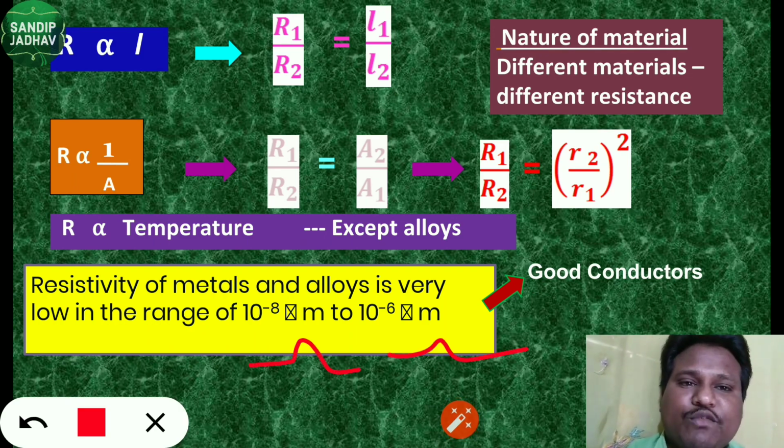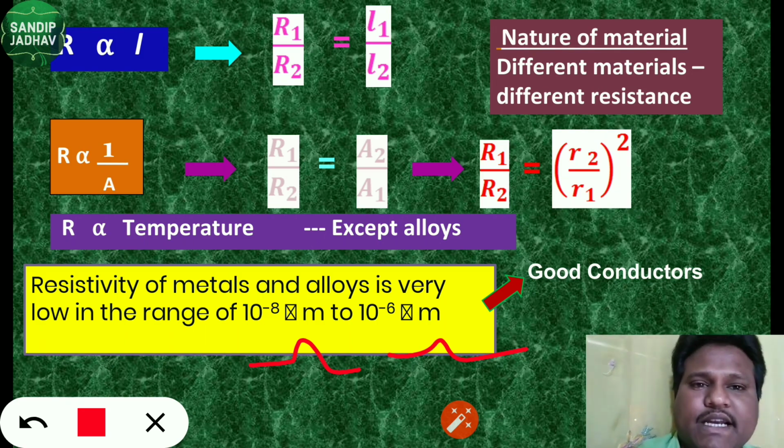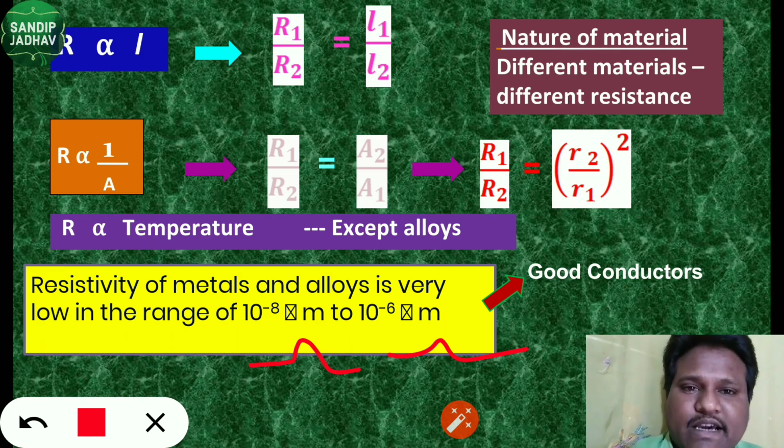So the resistivity of metals and alloys is very low, in the range of 10 raised to power minus 8 ohm meter to 10 raised to power minus 6 ohm meter. What does this imply? This implies that these metals and alloys will conduct the electric current easily, as their resistivity is low, so they are good conductors.